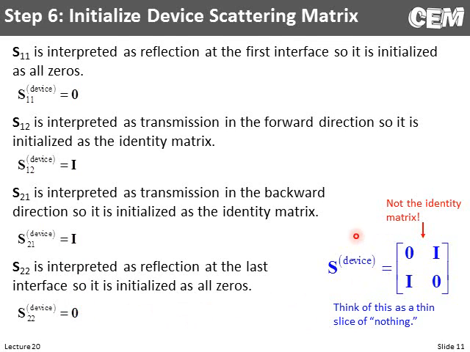So in fact, the scattering matrix we initialize looks like this, and a pitfall that a lot of folks make is they initialize this whole matrix as the identity matrix, and in fact it's not. If it was the identity matrix, we would see the two I terms along this diagonal and zeros here, but we don't see that. So this is not exactly an identity matrix. I would call this the nothing scattering matrix.